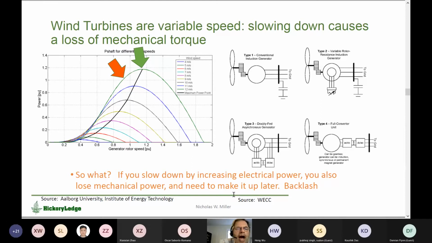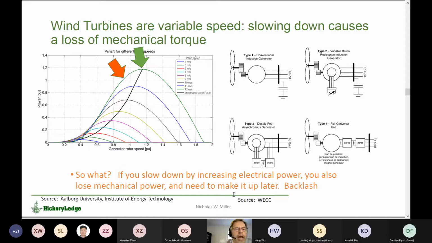want to be at the top of each of these colored curves, because the top of those colored curves is maximum power, which equals maximum money. And the function of a wind turbine is to make money. All right. The fact that it makes power along the way is incidental.